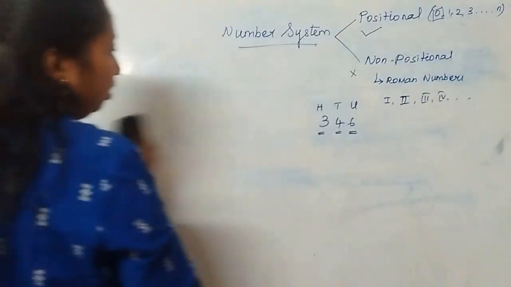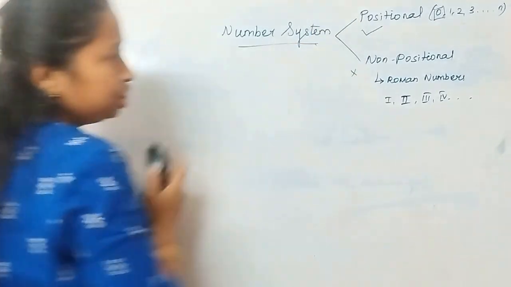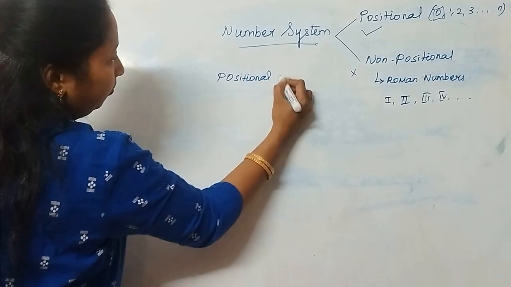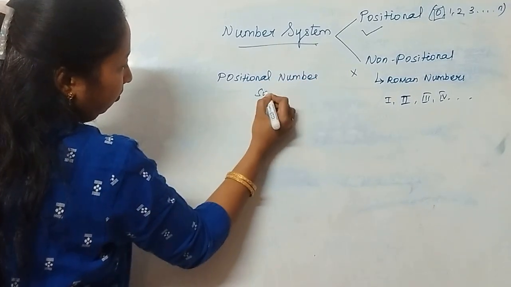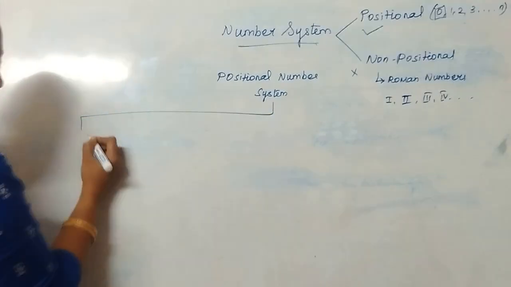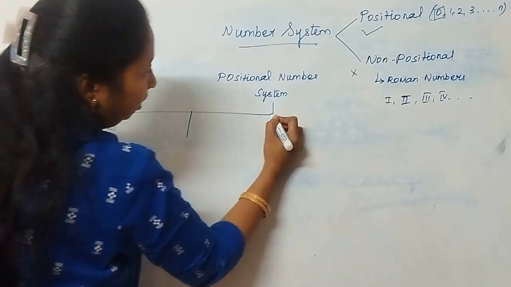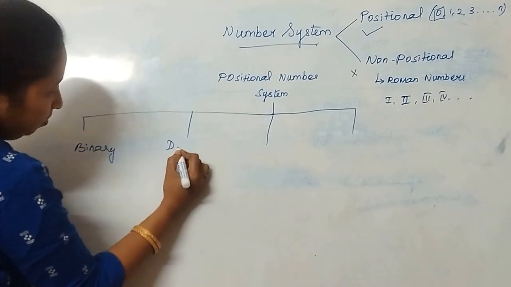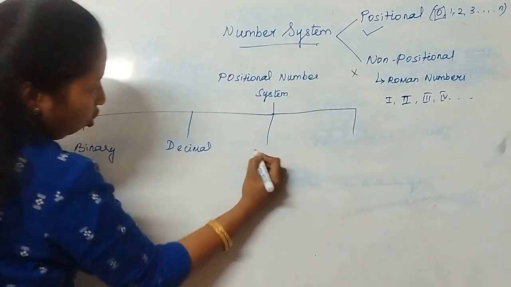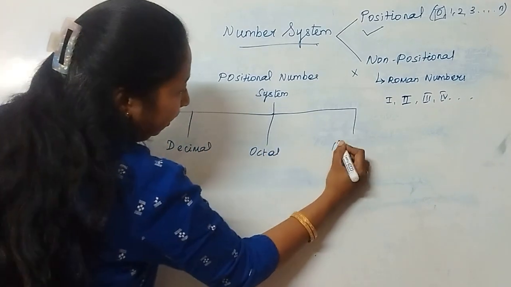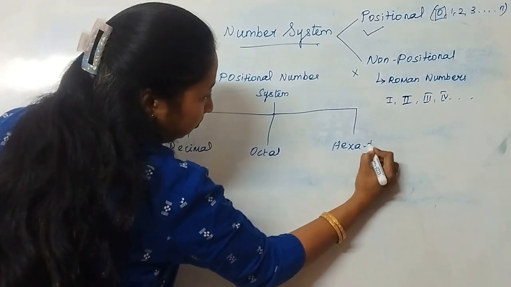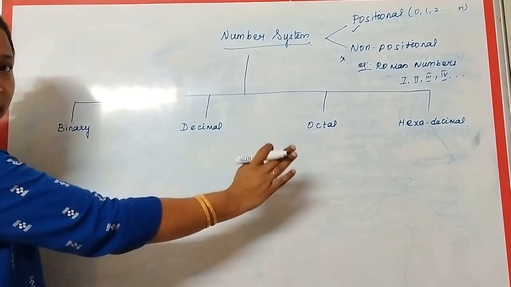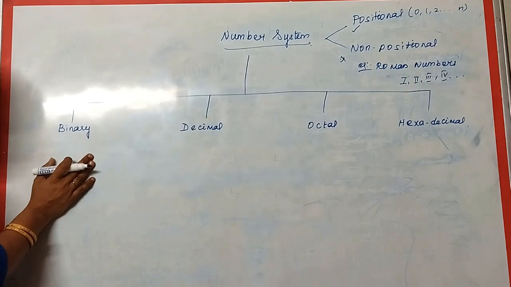Okay. There are 4 different types of positional number system. That is binary, decimal, octal and hexadecimal. Binary number system, decimal number system, octal number system and hexadecimal number system. We'll be studying about each and every number system in detail. Let's start with binary number system.